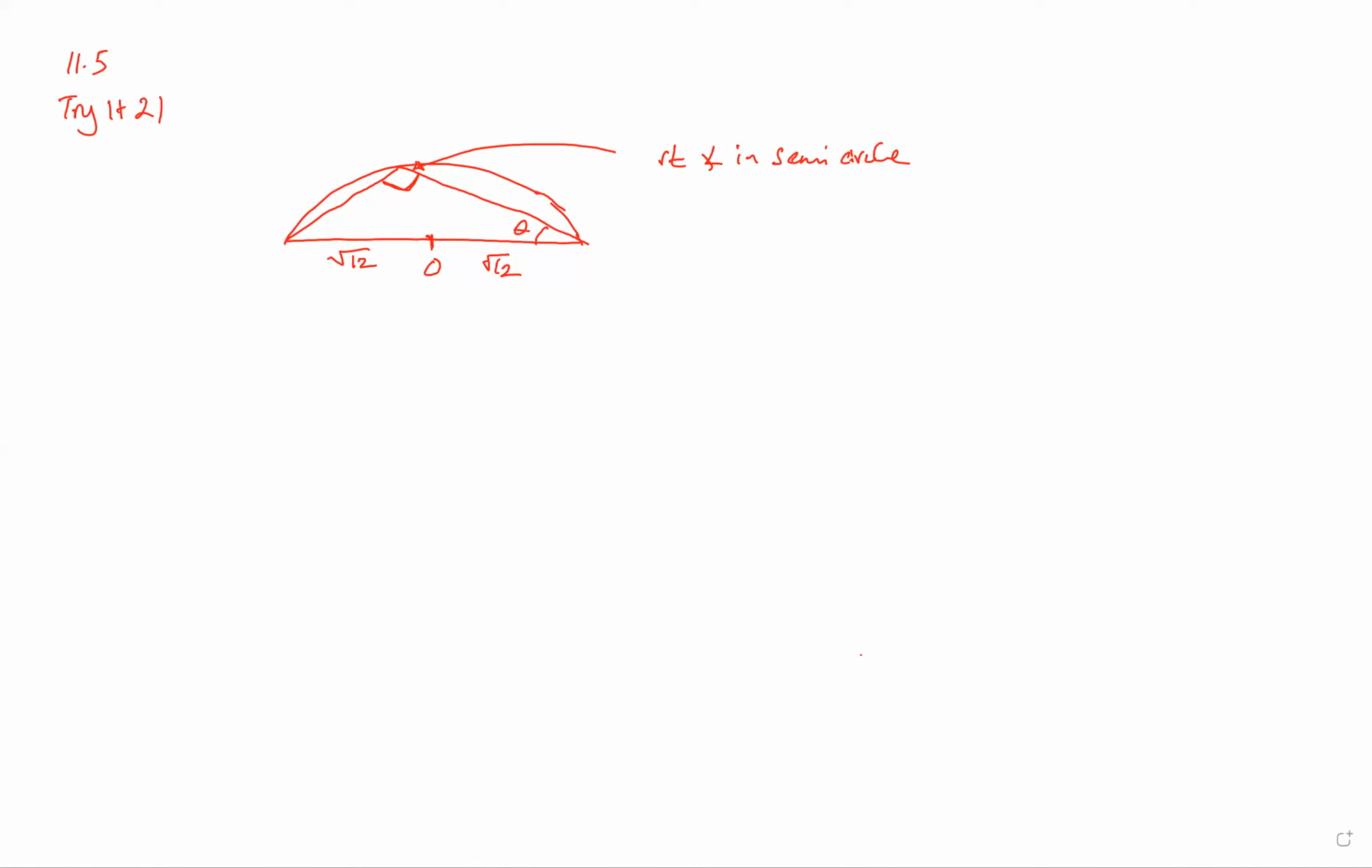Okay, so we have the arc XY such that the angle XYZ is equal to theta. Show that the perimeter P units and area A square units of the triangle are given by the following.